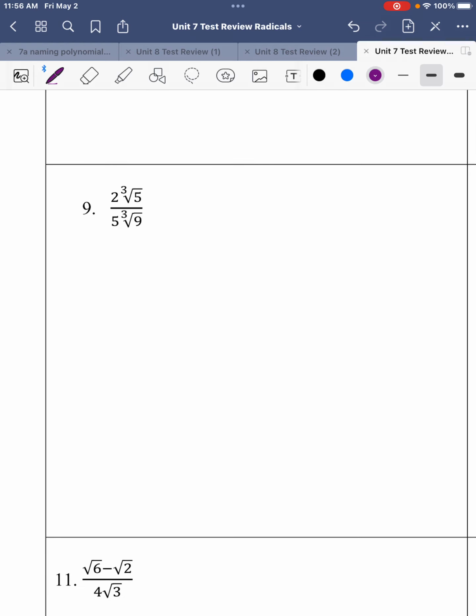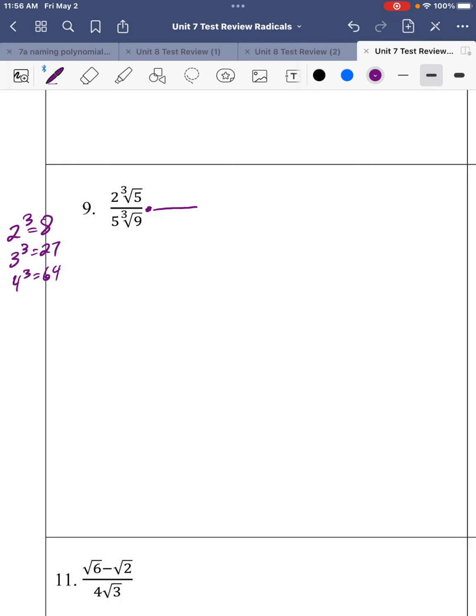All right, number 9, cube root of 9. So I need to think about perfect cubes. So I'm just going to write them down again. No harm in doing this every single time. And I can stop here because I have to think about what number I can multiply by.